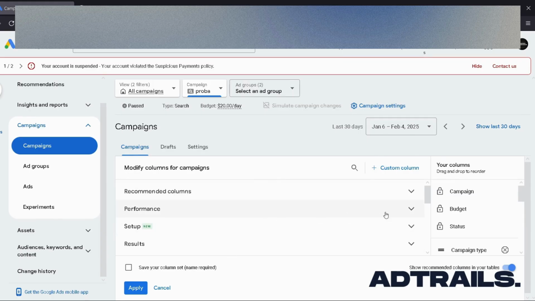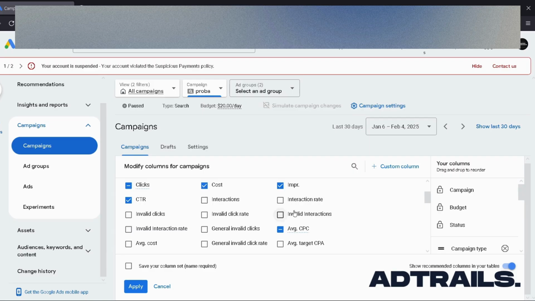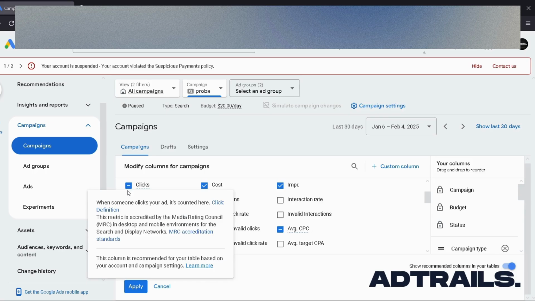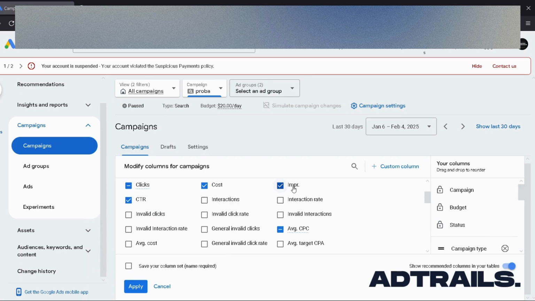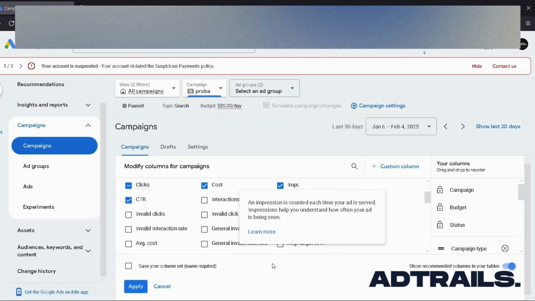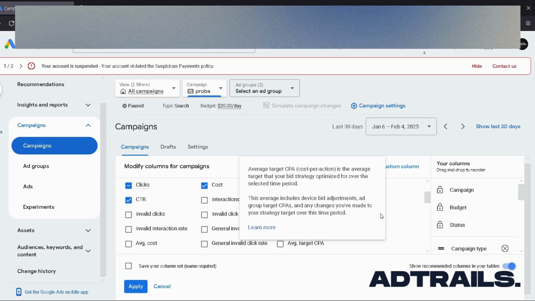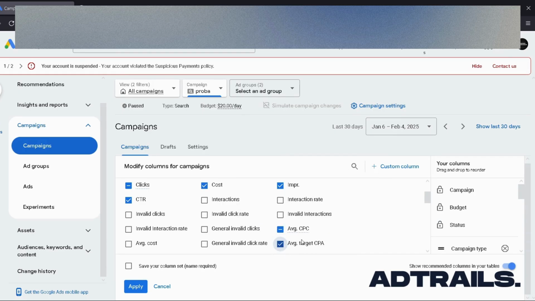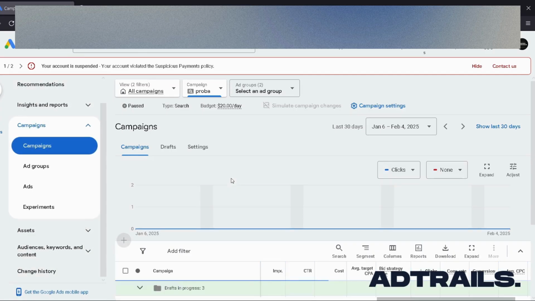Let's go to this one here, performance. You have the columns, so you can apply all of these metrics to your columns, which I previously showed you. This one here is already set up: clicks, cost, impressions, average CPC, average CPA, average target CPA. You can apply that to your columns and your campaigns in order for you to understand that properly. Average cost, you can click apply, but I can't do that.